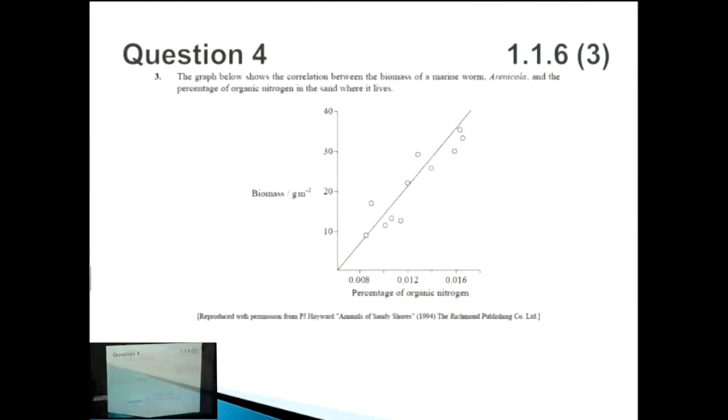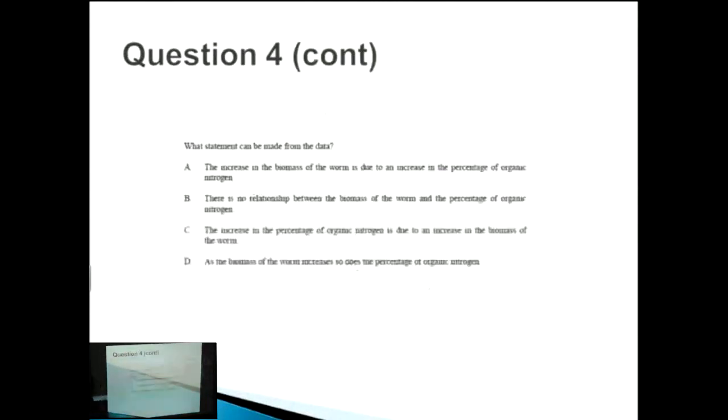Okay? Let's have a look at question 4. The graph below shows the correlation between the biomass of a marine worm and the percentage of organic nitrogen in the sand where it lives. So as you can see, as the nitrogen tends to go up, you tend to get a heavier worm. I'm not sure why that is. What statement can be made from the data? Now this is one of those questions which can trick a lot of people, but in fact it's best to kind of sit on the fence.